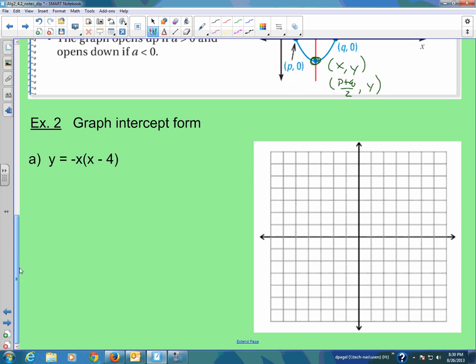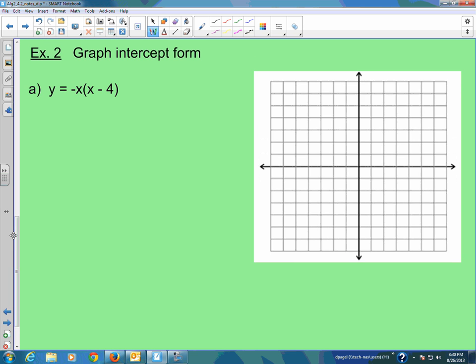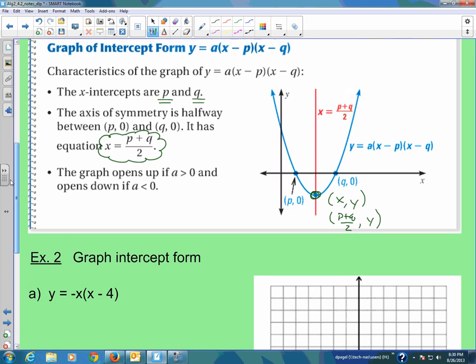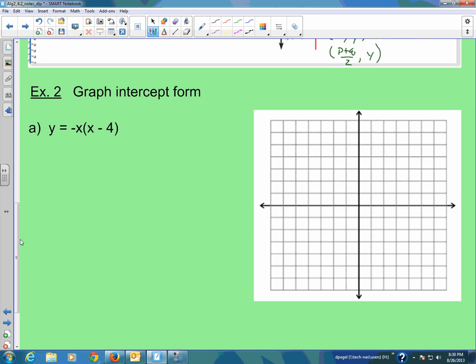So let's try a couple of these. Let's try this one. Intercept form. Well, what's different about this than what we saw up in the example is I only see one parenthesis. So you might be wondering, are there two x-intercepts here? Well, I'm going to rewrite it, and you're going to tell me whether or not I want to know, is that the same thing right there? x minus 4 plus 0 times x minus 4.